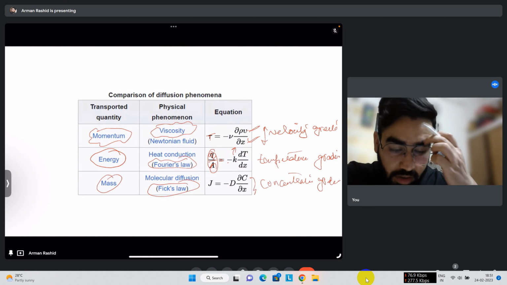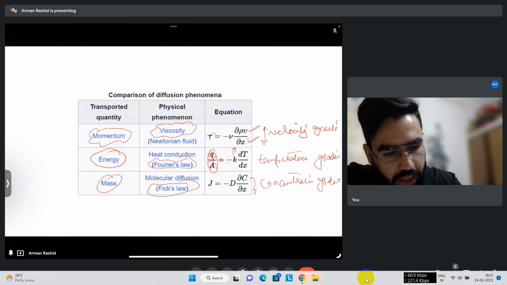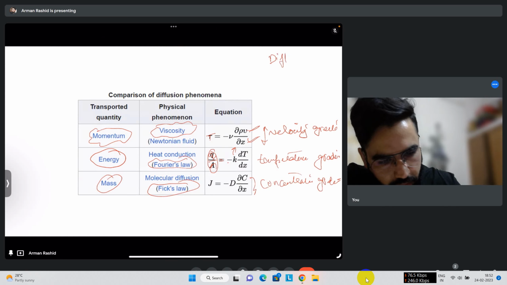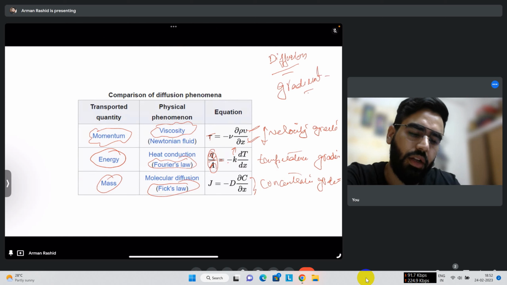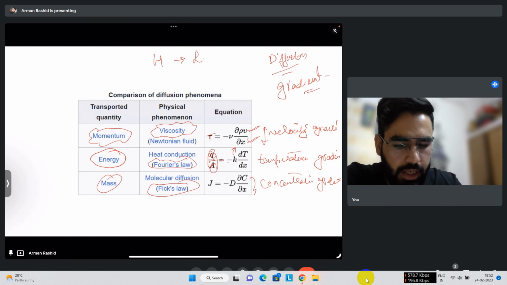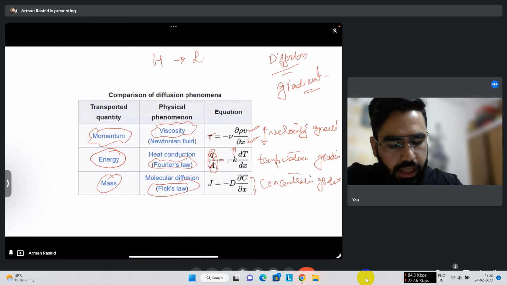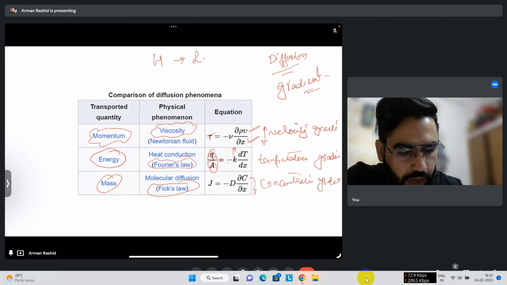So what we had seen here is, diffusion of any kind will happen when there is some gradient, and the diffusion will happen down the concentration gradient, so from higher to that of the lower. That's the reason there is a negative. And then if there is a gradient of velocity, there will be a momentum transfer, and this physical phenomenon is called viscosity.